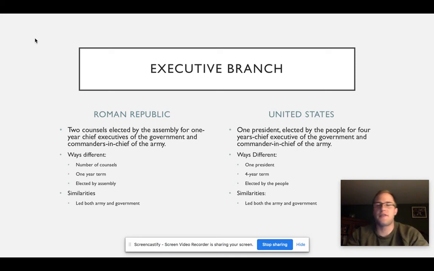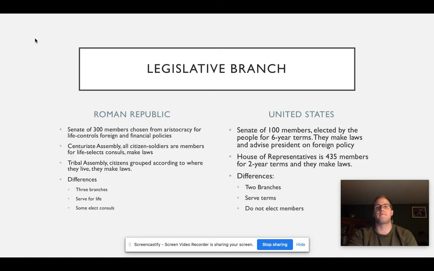So ways that they're different, right? Roman Republic has two consuls. The United States has one president. Roman Republic has 1-year terms, whereas the United States has 4-year terms. Thank you, George Washington, right? The Roman Republic is elected by assembly, and the United States is elected by the people. Some people say the Electoral College isn't like that, but that's a debate for another PowerPoint. All right, so similarities: both are the leaders of the army and government.